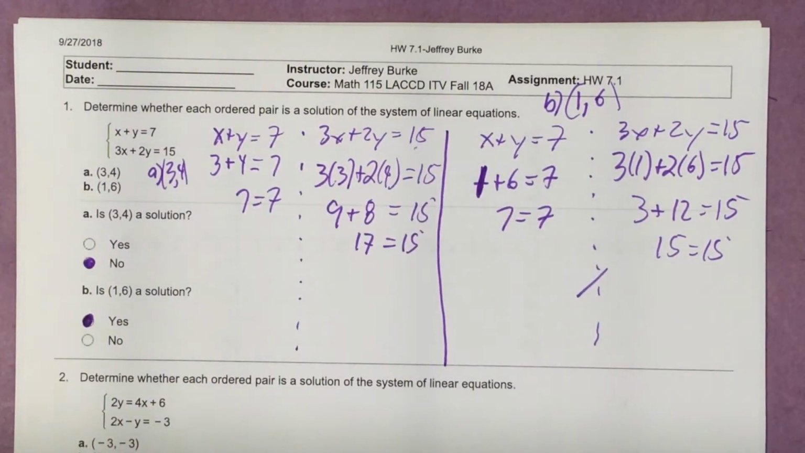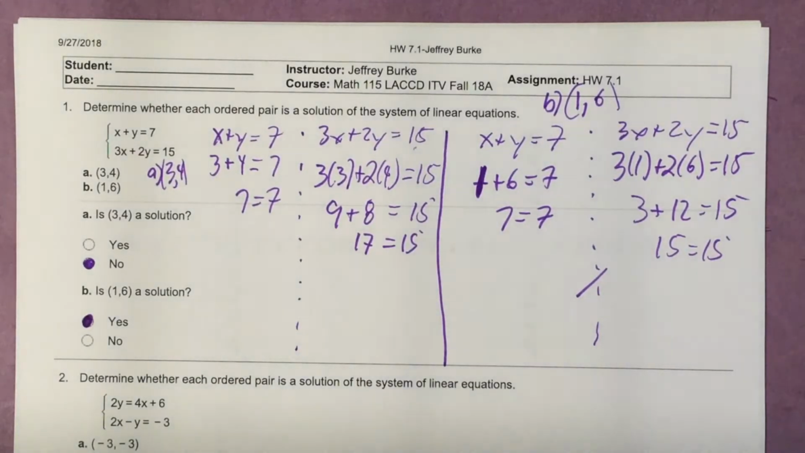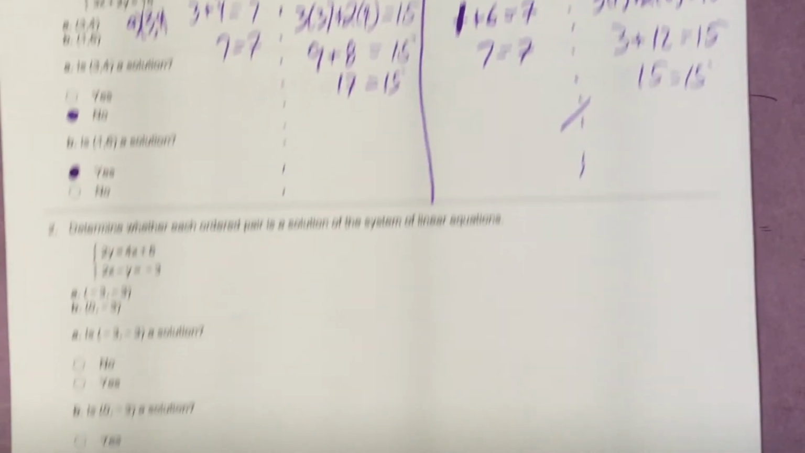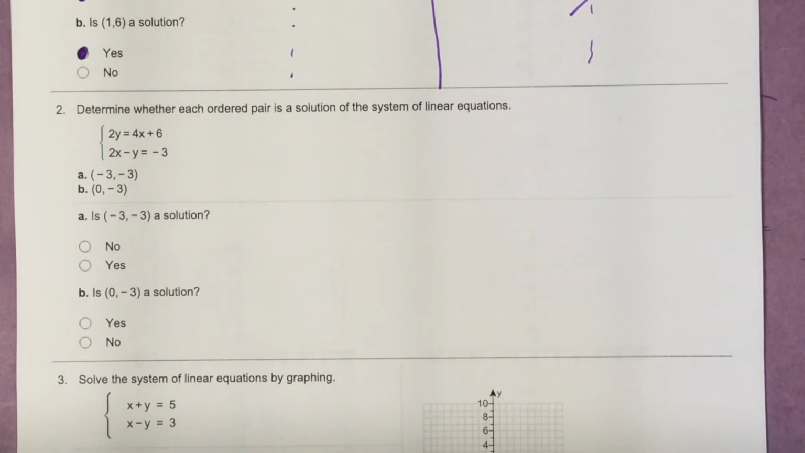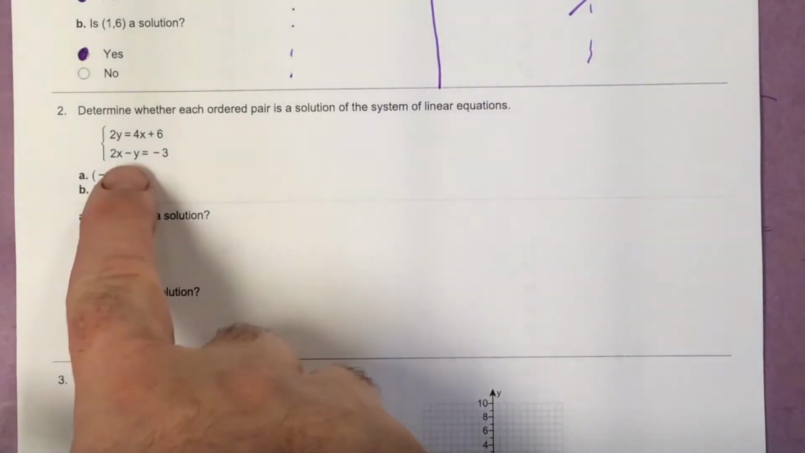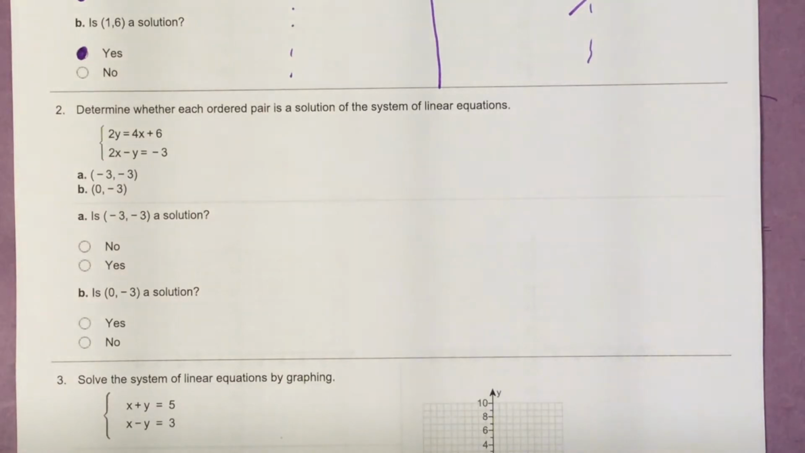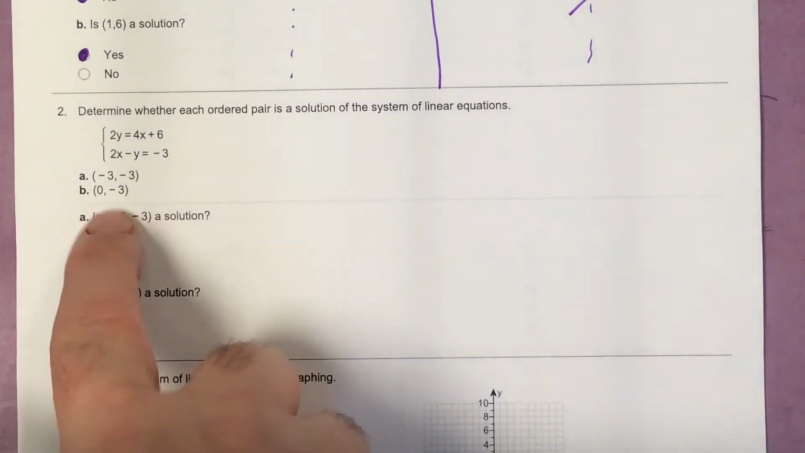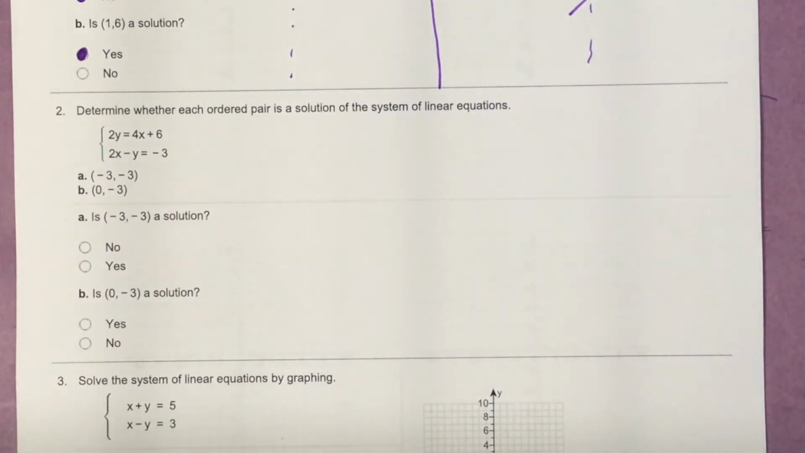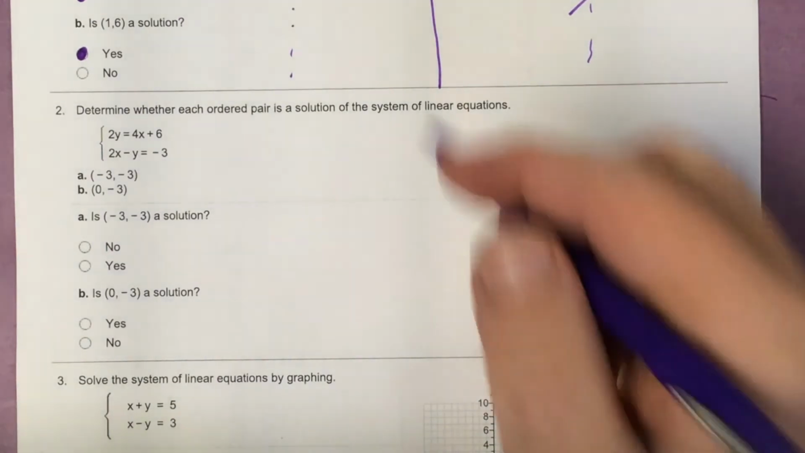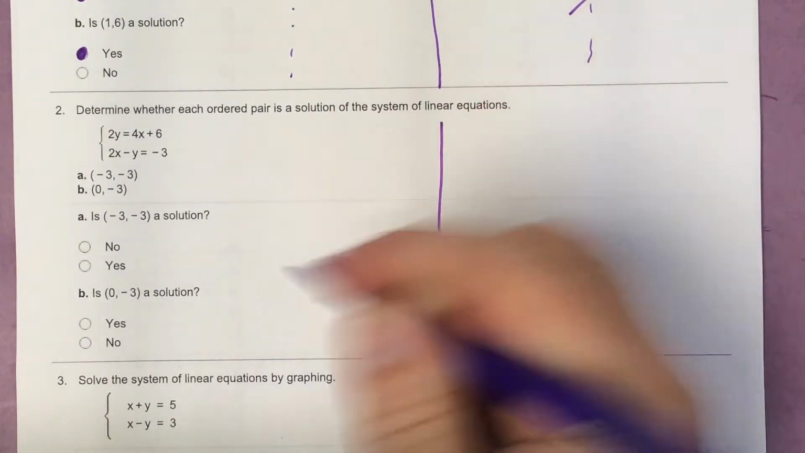So we're going to go ahead and move down to number 2. And what I'm going to encourage you to do, go ahead and get a little practice. We're asked a similar kind of question. We're given the system here, 2y equals 4x plus 6, and then 2x minus y equals negative 3. And they're asked to check to see if one of these 2 points is a solution for the system. If you want to stop the video and try this for yourself, you can. Otherwise, I'm going to teach you to work through.